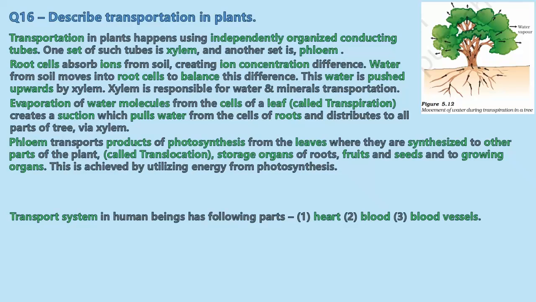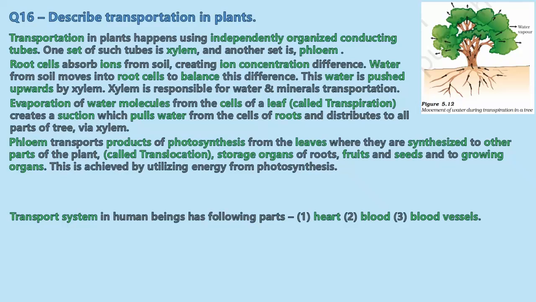So there are two reasons why the water moves up the tree. One reason is ion concentration, which is different in the roots. The water will come in to balance this difference, and it gets pushed up by the xylem. The second reason is the evaporation of water from the leaves of the tree, and this creates a suction effect, because once the water evaporates, to fill that gap, water again flows up.